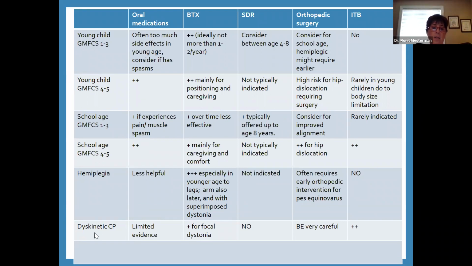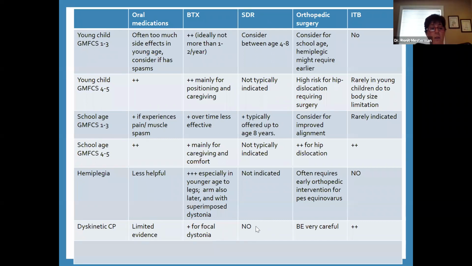And the last group that I wanted to highlight are the children with more specific dyskinetic CP, where oral medications, as I already pointed out, are not promising at the moment. Botulinum toxin for the very focal dystonia. So again, the children that are GMFCS level 4 and 5 with significant dyskinetic CP, I don't see as much of a value at all for Botox, but those who have the more focal presentations, then yes.